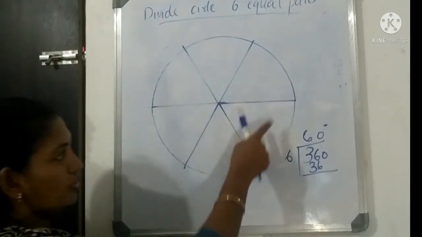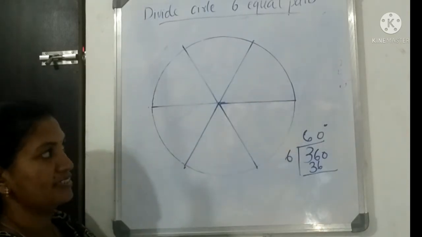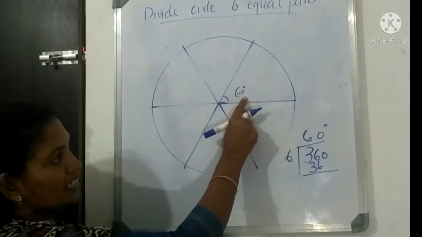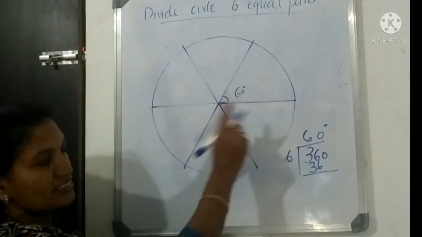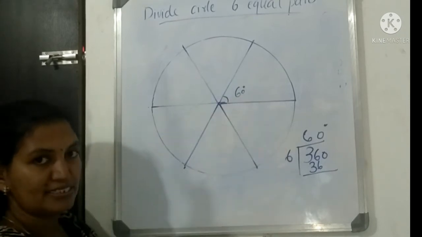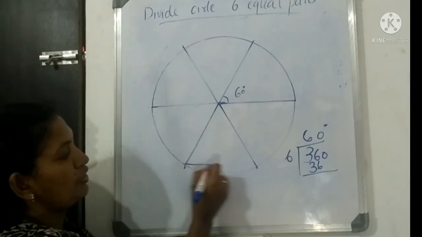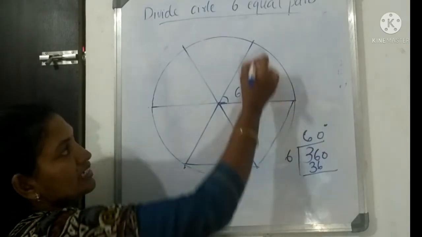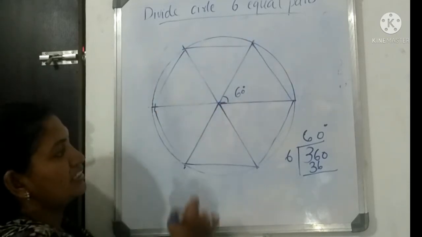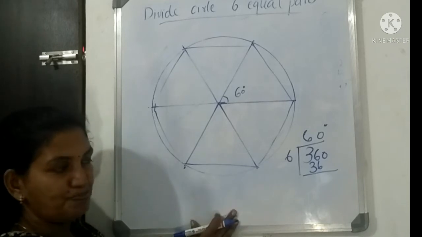Okay. Now we have got 6 equal parts. So one angle means 60 degrees. One angle is 60 degrees, that means all angles are 60 degrees. So the total is 360 degrees, and each angle is 60 degrees. If you join these, we will get a six-sided figure. Six-sided figures are called hexagons. Okay. Understood, all of you?